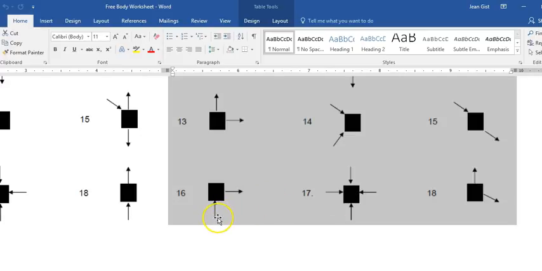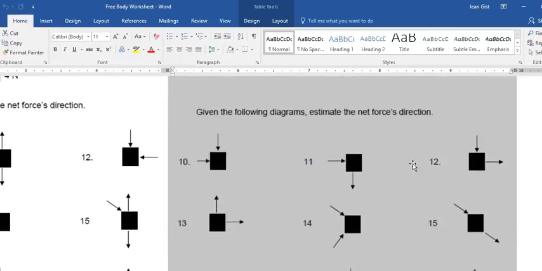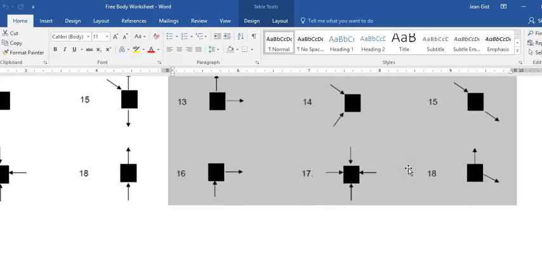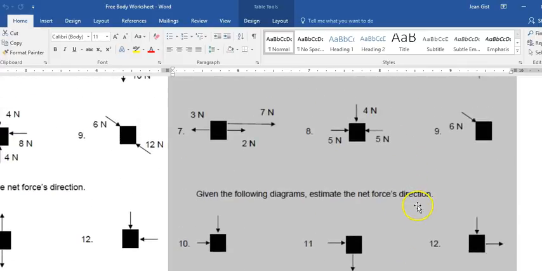Okay, this one is going to push up, this one is going to pull to the right, so in essence this object is going to go this direction. Okay, this one is pulling up, this one is going to the right, so it's going to go in this direction. So you guys are just going to look at the vectors and show the direction that the object is going to go based on the forces.